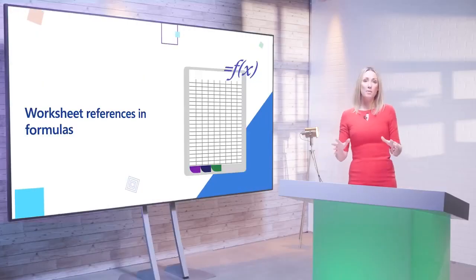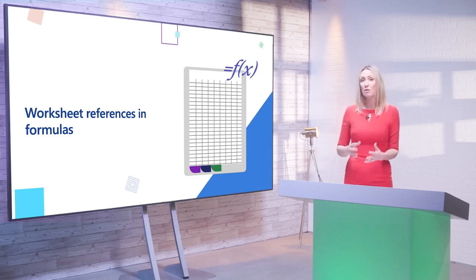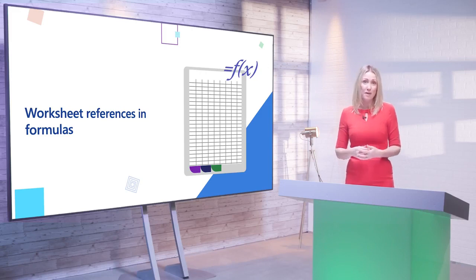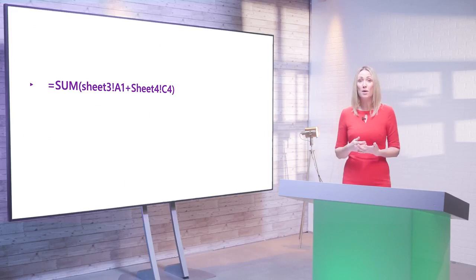When you construct a formula, you can refer to any cell or cell range within any worksheet in the current workbook. These worksheet references declare the worksheet name followed by an exclamation mark, followed by the regular cell reference. For example, you can have a formula that adds two numbers from different sheets. You just type the equal sign, Sheet3, exclamation mark, A1, the plus sign, Sheet4, exclamation mark, C4, and then press enter.